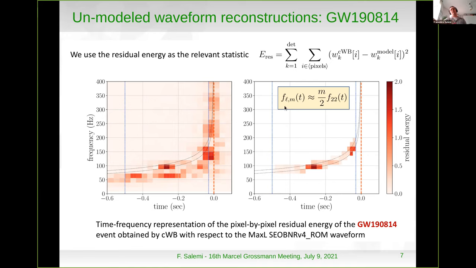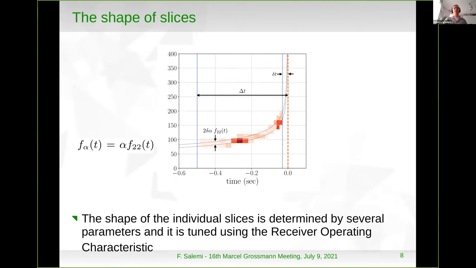And on the right, there are those pixels. Basically, you are summing up the SNR of all these pixels, and this is your test statistic for the event. And of course, there are some parameters here. How large is the track? How long is the track? When do you start just before the merger? Because you don't want to go too close to the merger, where everything is blurred. But this can be optimized via a receiver operating characteristic curve study by using injections.